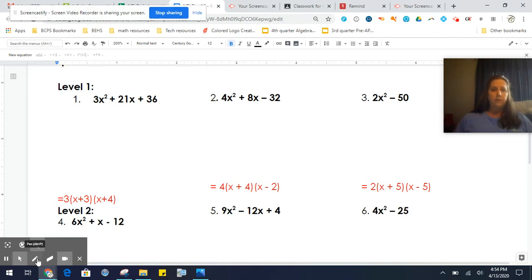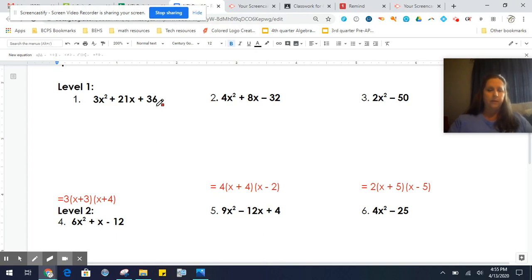So let's get started with question number 1. On question number 1, the first thing you want to do is check if it's in standard form. So I'm going to look at the exponents: 3x squared, power of 2, 21x, power of 1, 36, no exponent or power of 0. Since it's going from the highest exponent 2 down to 1 down to 0, that is standard form. The next thing I want to check is if there is a GCF, a number that will go into 3 and into 21 and into 36.